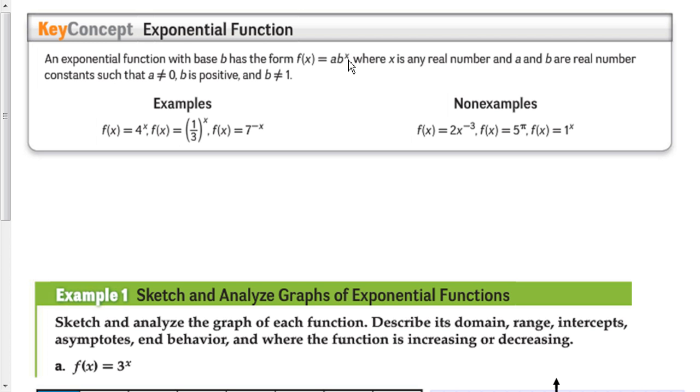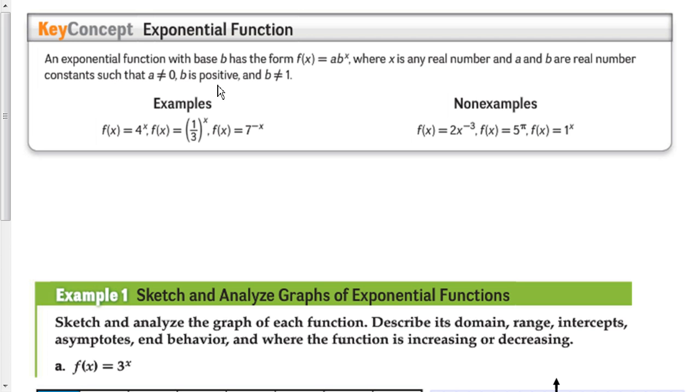Some special properties of these exponential functions is that a cannot be 0, because if a is 0, we have a constant function, y equals 0. Also, b cannot be equal to 1, because if I have b raised to the x power, it's also going to be a constant function, because 1 squared is 1. 1 to the third power is 1. 1 to the fourth power is 1, and so on.